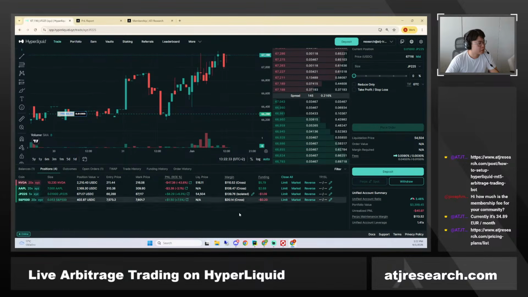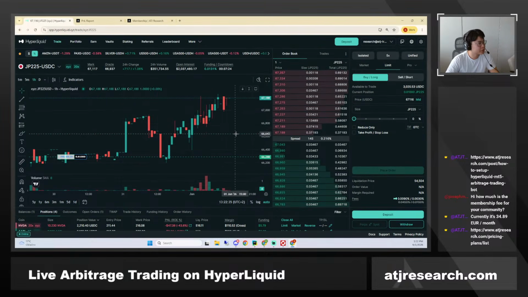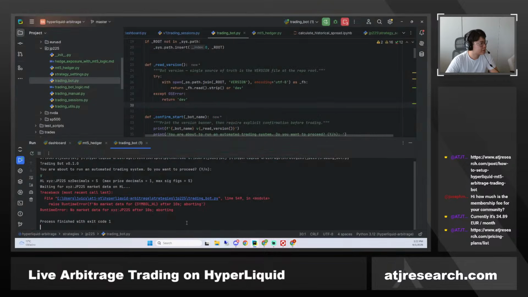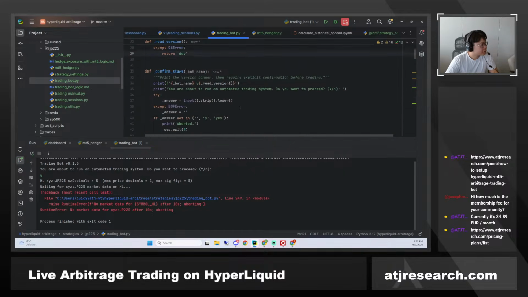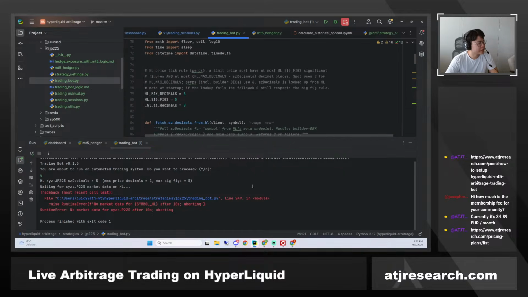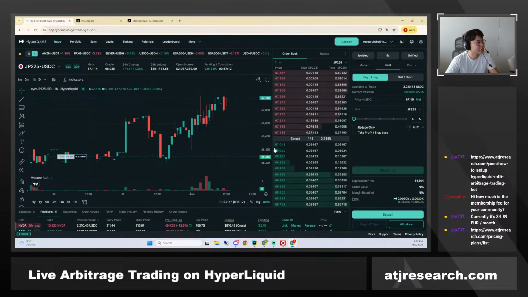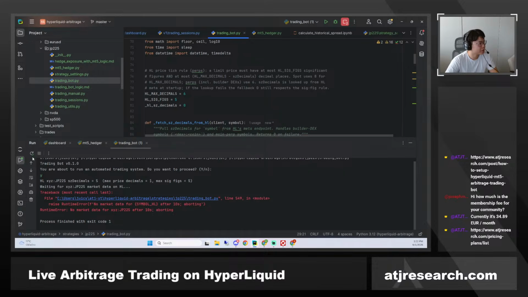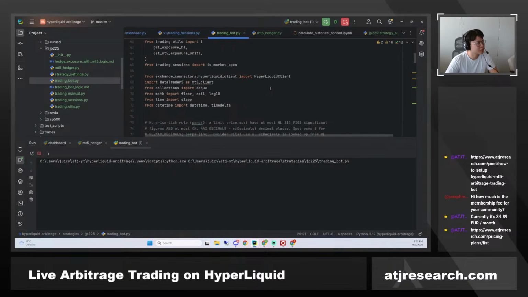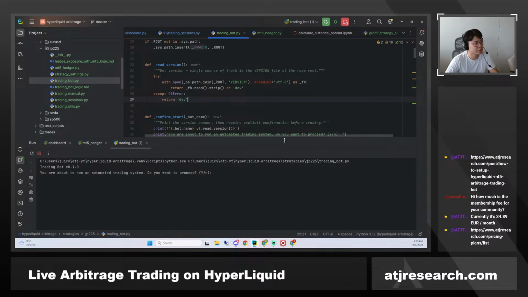Okay, so now we can clearly see what's going on here. I have a small bug here. This bot is trying to receive market data from JP225, but because this market is so illiquid, it's just 350,000 volume for today, it's not receiving any market data during this period, and it crashes.